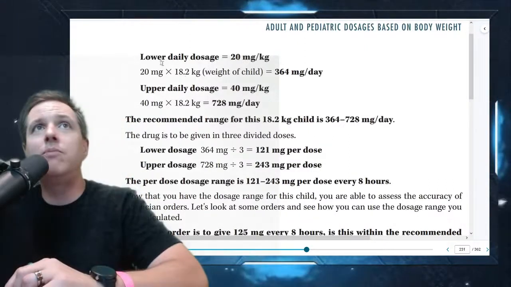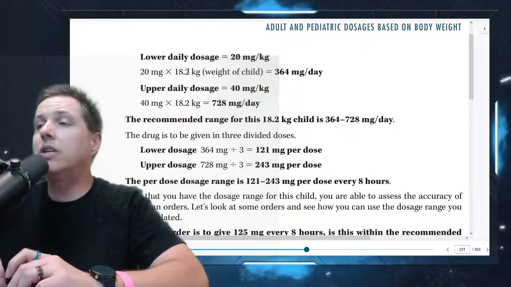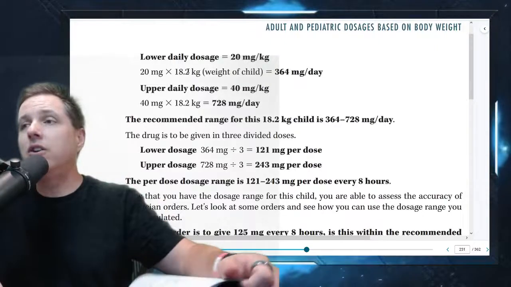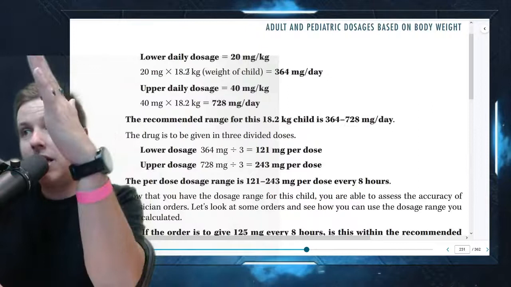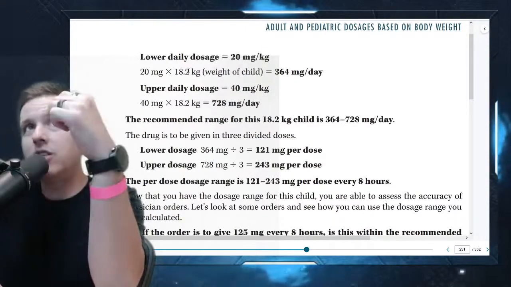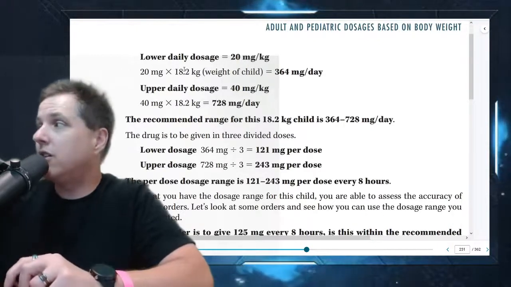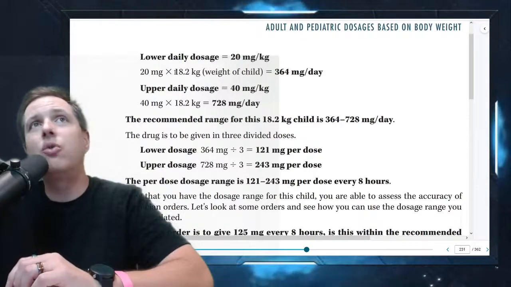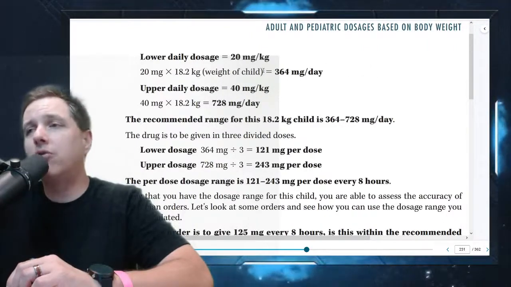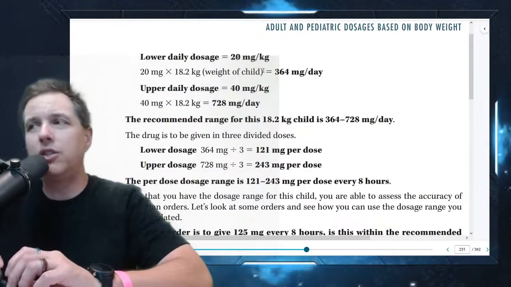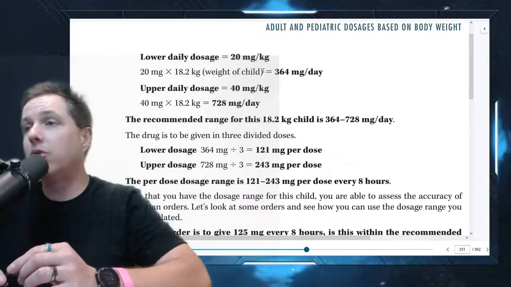So they took the 20 milligrams per kilogram and multiplied it times 18.2 kilograms because that's the weight of the child. Remember, it said 20 milligrams per kilogram per day. So for each kilogram you have in a day, you get 20 milligrams. Multiplication calculates all that for us. So 20 times 18.2 gives us a lower amount of 364 milligrams per day. That's really the lowest dosage we should be giving, at least what's considered the lower limit for the dosages.